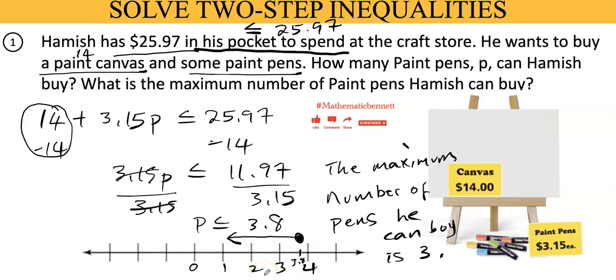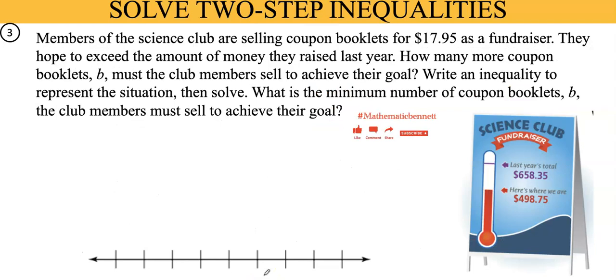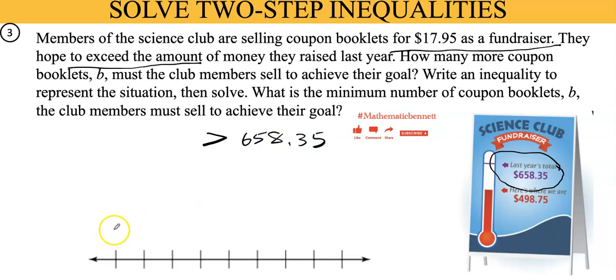Alright, let us try one more question. The members of the science club are selling coupon booklets for $17.95 as a fundraiser. They hope to exceed, which means they want to make more money than what they made last year. We know that last year they had a total of $658.35. So if they want to exceed that, they would have to make more than $658.35. How many coupon booklets b must the club members sell to achieve their goal?